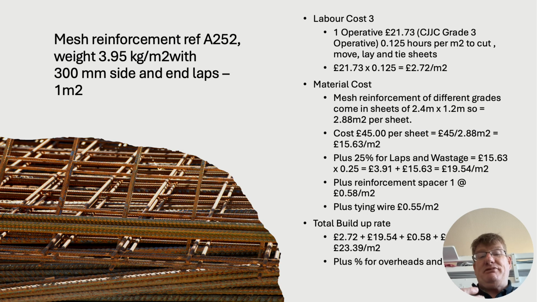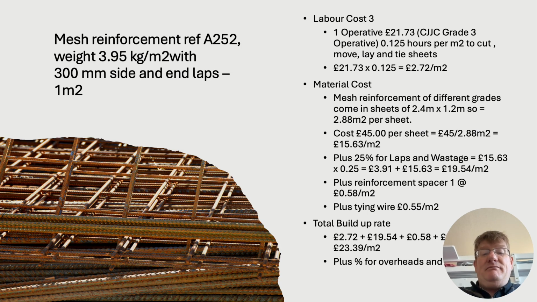If you wanted to, he may need another operative to help him out. I didn't put that in, but you could add on a basic operative as well. Again, that basic operative would be something a bit cheaper, about £20.70, maybe a grade 4 operative, and then multiply it by 0.125 and then just add it on. I've just said that he can do that himself, but he may need some help.